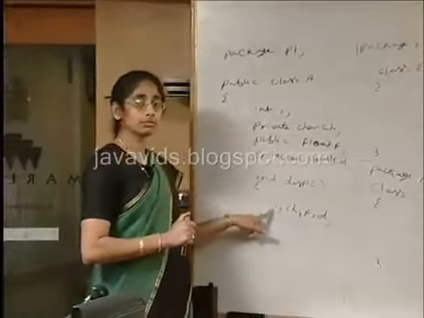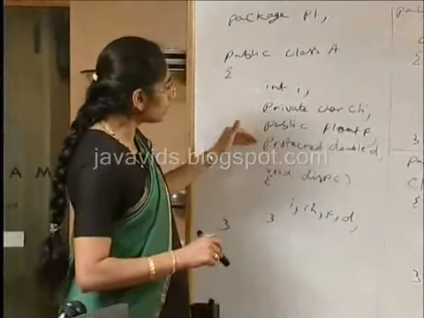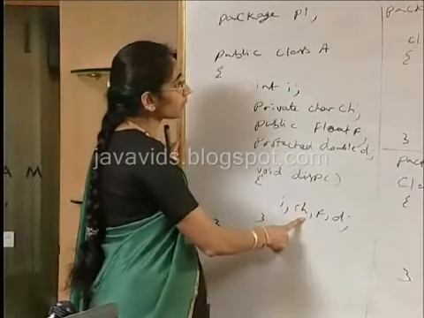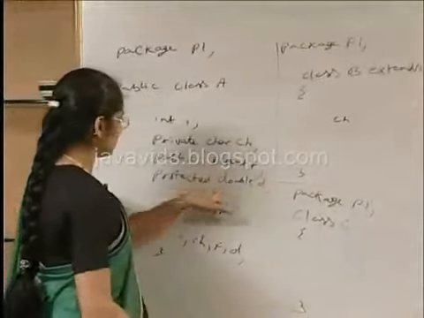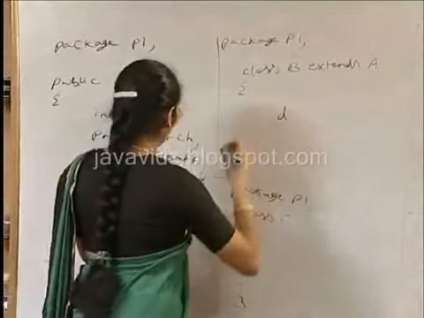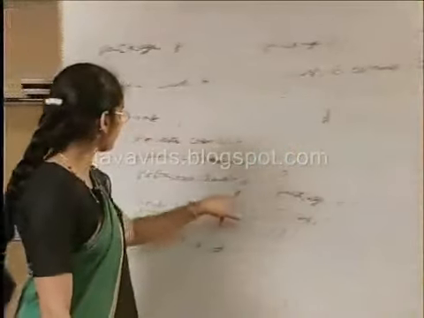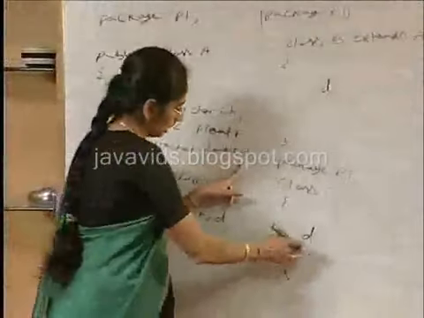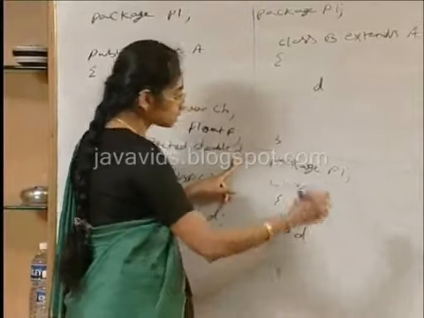The private member, we said, can only be accessed within the same class where it has been defined, not outside of it. Protected members, we said, can be accessed within the same class, within a subclass in the same package as well as a different package, within a non-subclass provided it's in the same package. Now here in the non-subclass, in order to access it, I need to have an instance of class A.